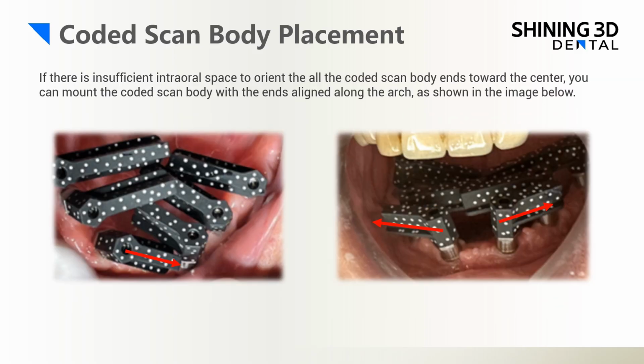Those are some ideal cases we just mentioned for the high accuracy coded scan body placement, but the actual oral cavity is never ideal. So if there's insufficient intraoral space to orient the coded scan body's end towards the center, you can mount the coded scan body with the end aligned along the arch, as shown in the pictures below.